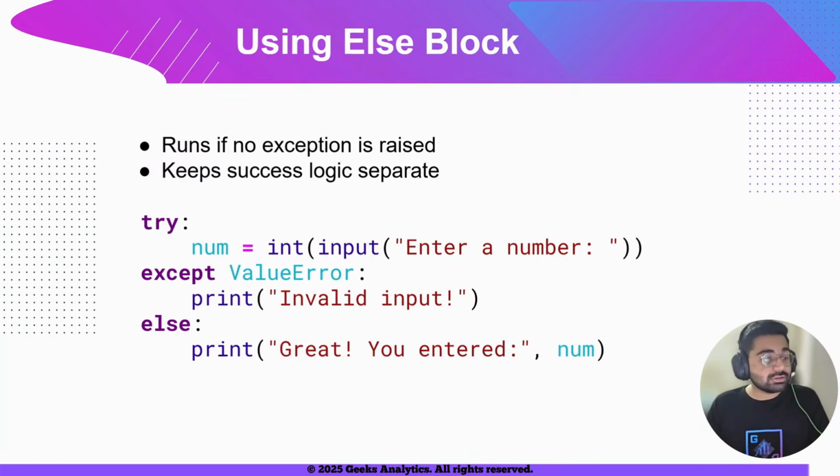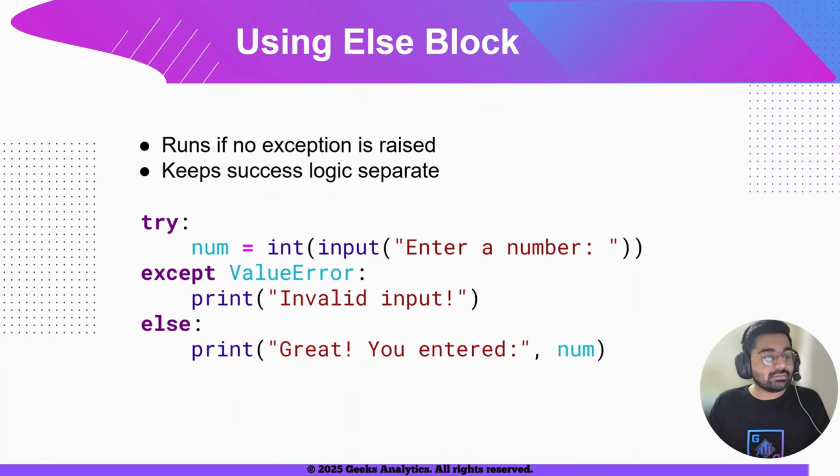Using the else block. So the else block runs only when no exception is raised, and this is useful for writing code that runs only when everything works perfectly, making our code easier to understand. So let's say you entered a number and it didn't raise any particular error, then the else block will go and run some kind of a proper action.